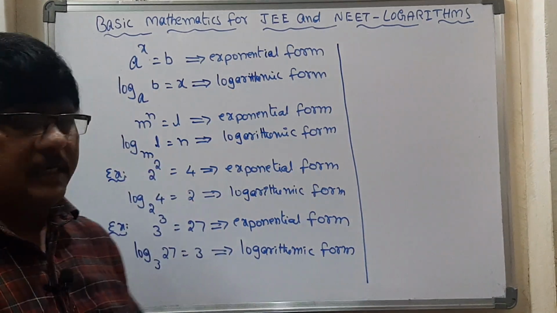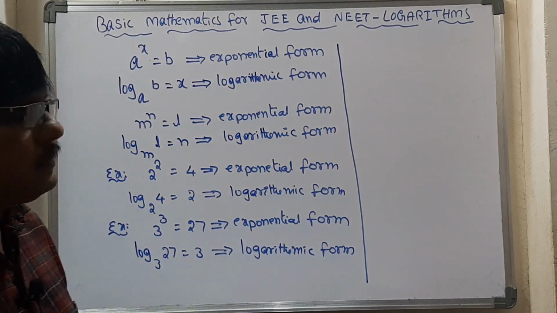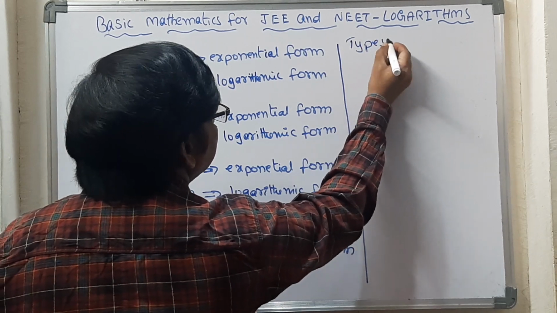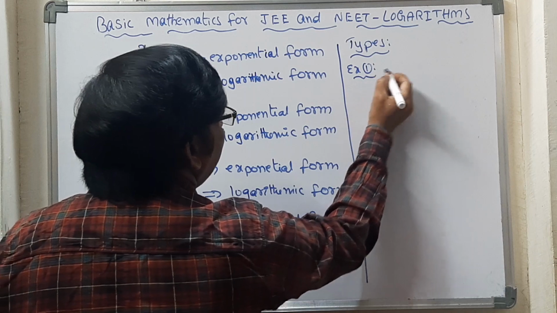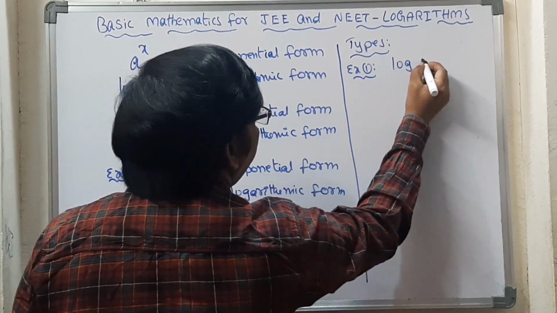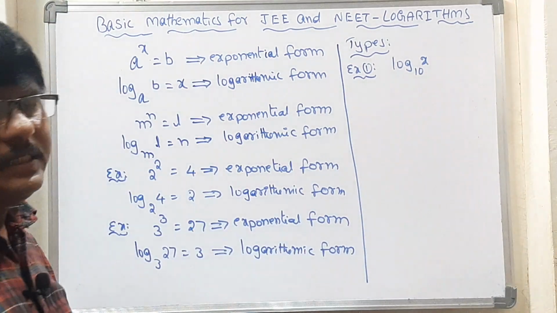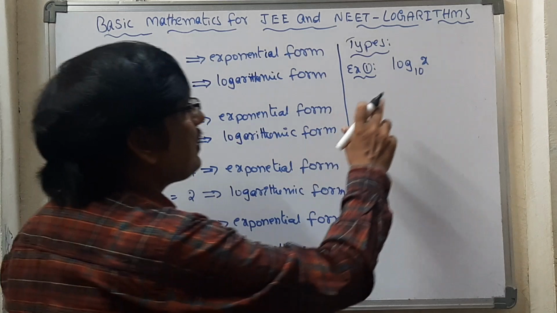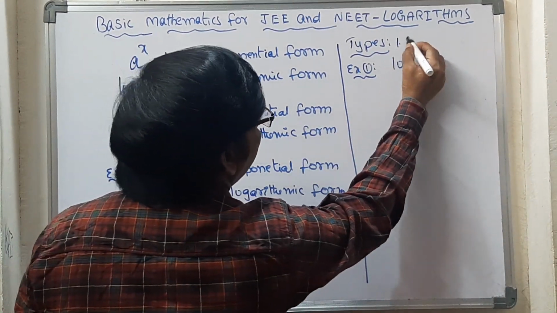And now let us take the types of logarithms. Basically, what are the types of logarithms? First, by means of one example, we will see that. Example 1: if we write log x base 10, then what do we call this one? This is what we call a common logarithm. If the base 10 is there, we call it a common logarithm.